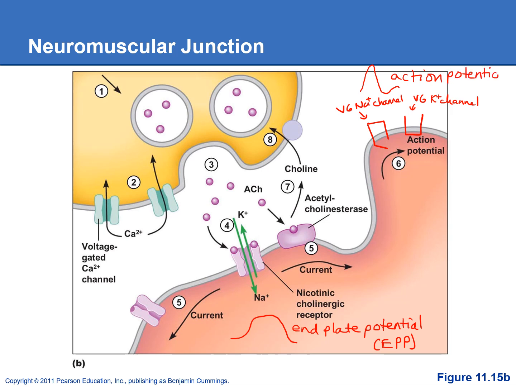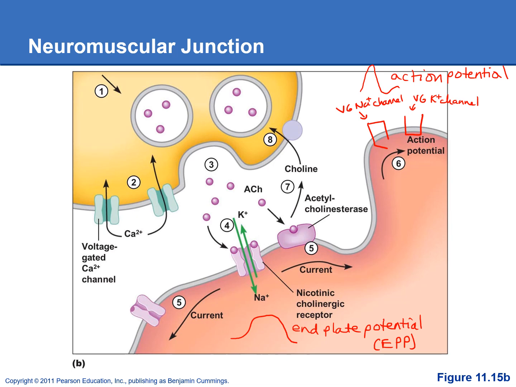So we actually trigger an action potential in our skeletal muscle cell, and that'll travel across the membrane of the skeletal muscle cell, and that will actually trigger the skeletal muscle cell to contract. And we'll see how that happens in the next chapter.